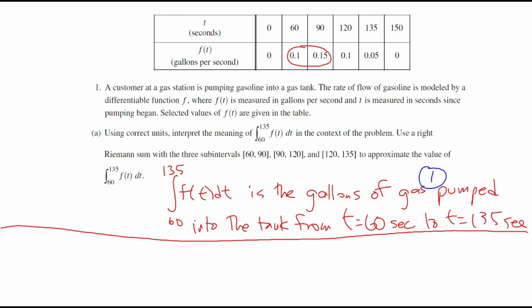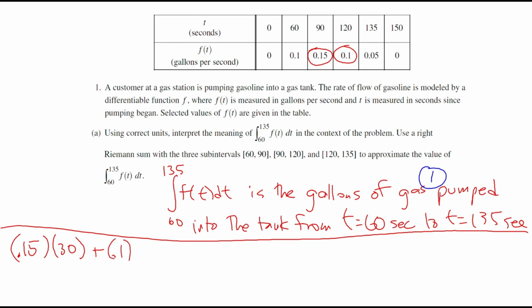Oh, sorry, it says a right Riemann sum. I was going to do a trapezoidal sum here. So we're going to do a right Riemann sum here. So if we're doing it from 60 to 90, the first interval is from 60 to 90, and so that right endpoint has a y value, or an f of t value, of 0.15. So we're going to do 0.15 here times the length of that interval from 60 to 90, which is 30. And then we're going to add to that the next right endpoint, which is 0.1.